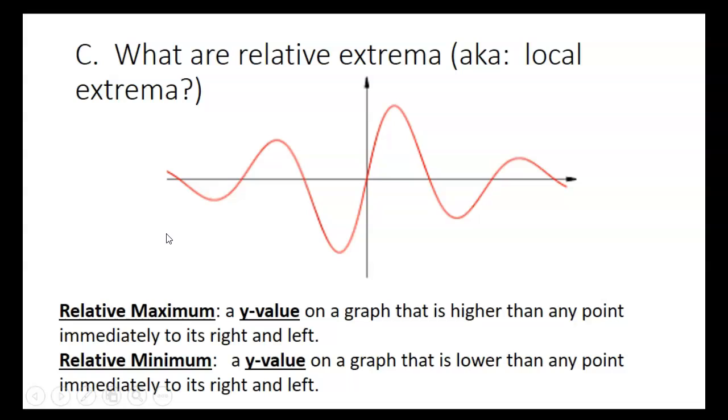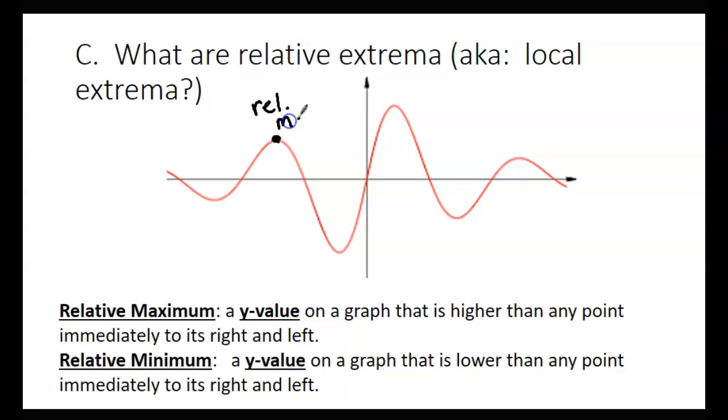So let's talk about relative extrema. They're also called local extrema. So basically, hills and valleys. Anywhere where you're at the top of a hill, that's a relative extrema. Or anytime you're at the bottom of a valley, that's a relative extrema. So like this here, that's not the highest point on this graph, right? But it's still the top of the hill. So that's a relative max. This is not the lowest point on the graph, but it's still the bottom of a valley. So that's a relative min.